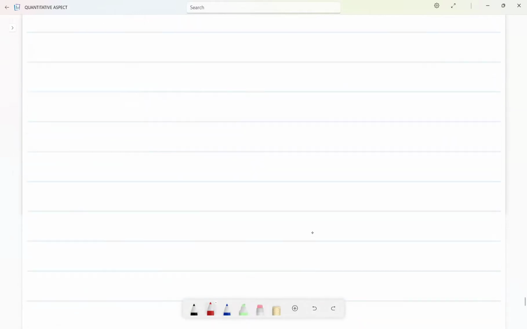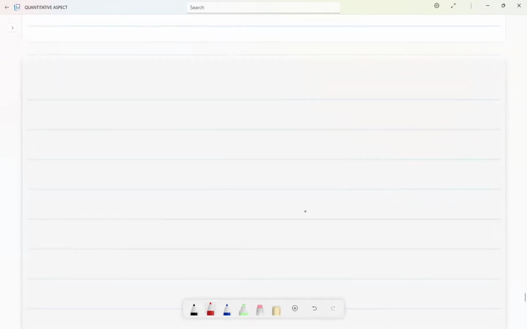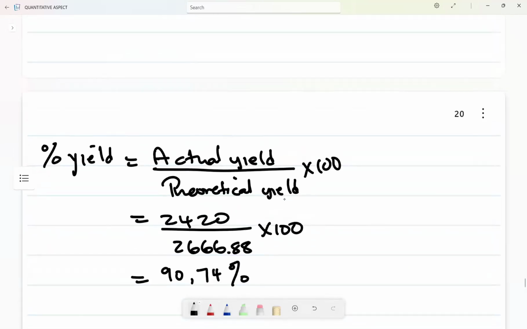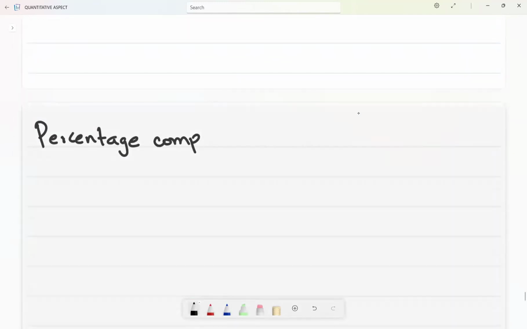Okay, yes. So in the next video, we're going to look at percentage composition. I'm not sure, I think my pen is getting tired. Composition. Am I the only one seeing this pen writing in a different way? But either way, it's fine.